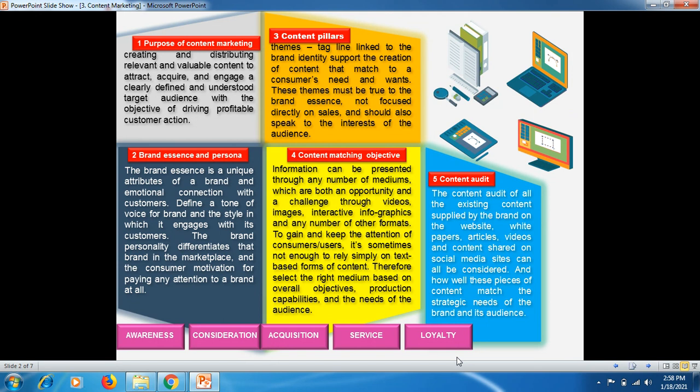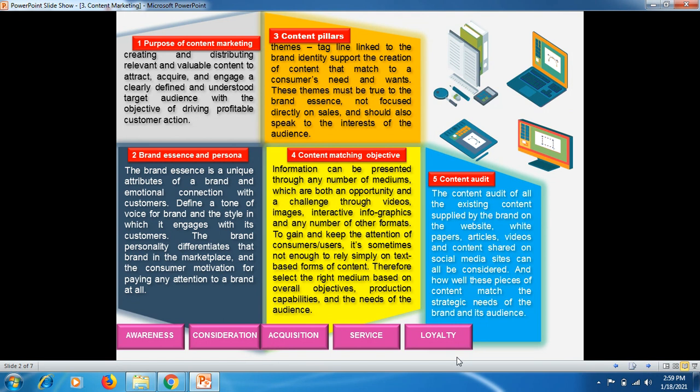But afterwards, you must have content pillars, meaning the theme and the tagline, which will influence the customer's decision. Only then will you be able to connect with them, because you are providing content depending on their needs and wants, and your themes accurately provide the brand essence to them. You are not directly considering sales and profit here. You are speaking to the interest of the audience, so they will understand, yes, this is for me, and I'm looking for this only.